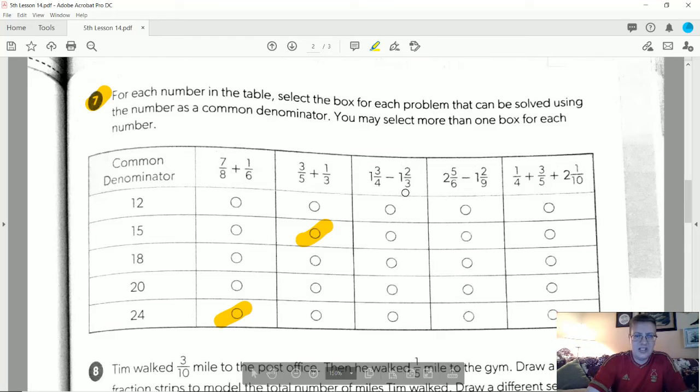For 4 and 3, the first number I can count to is 12. I can also count to 24. For 6 and 9, my only option on this set of numbers is 18. And then for the last one, I could count to get to 20.